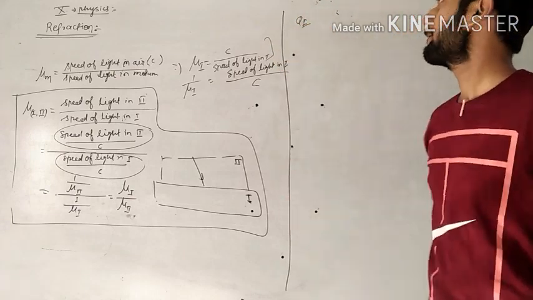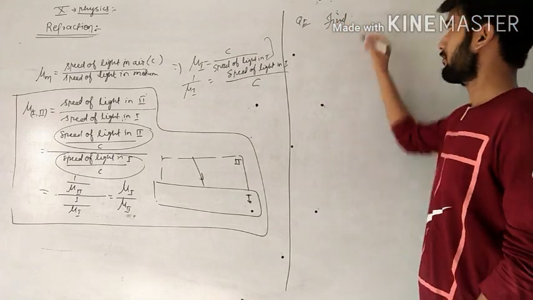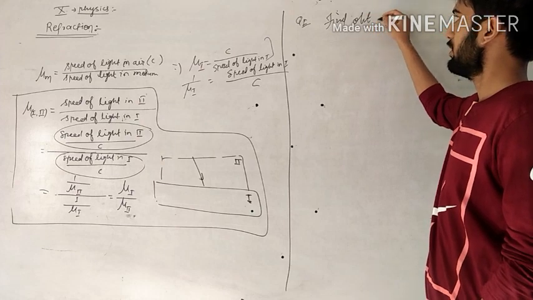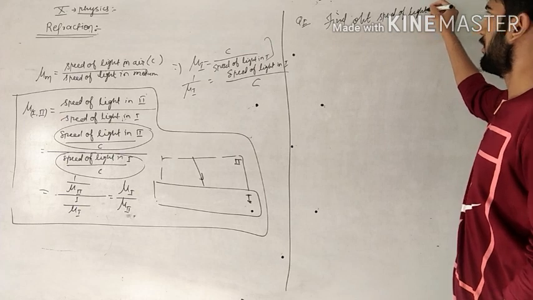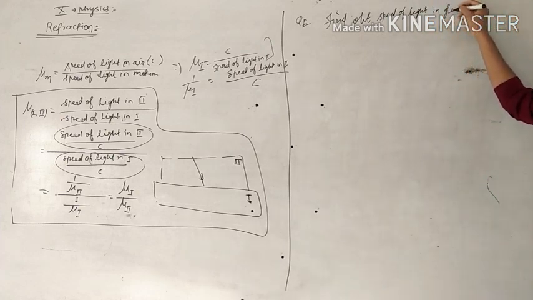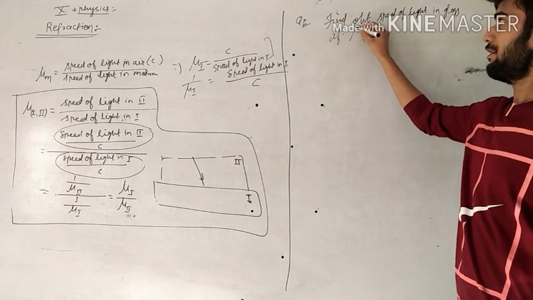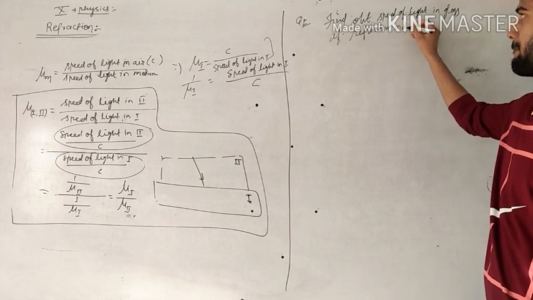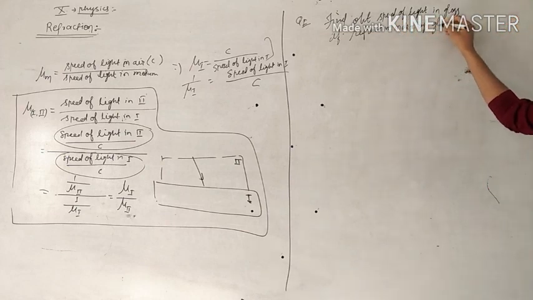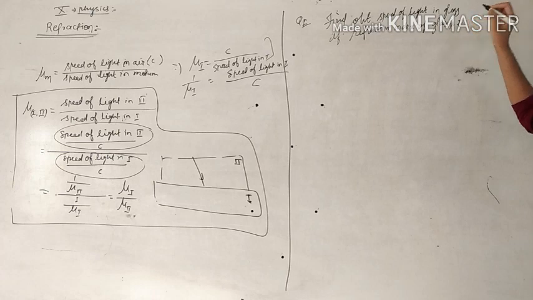Question number one: find the speed of light in glass if the refractive index of glass is 2.5.